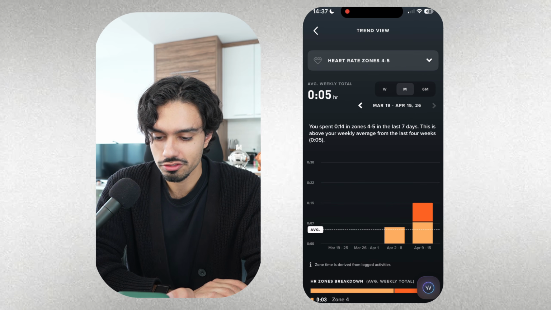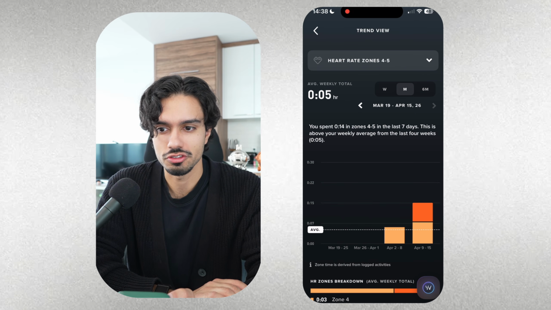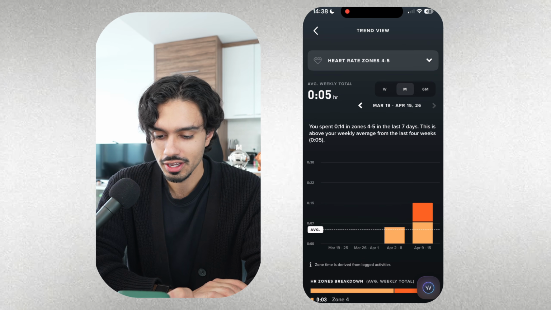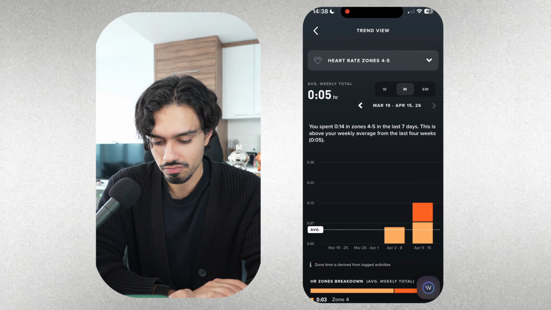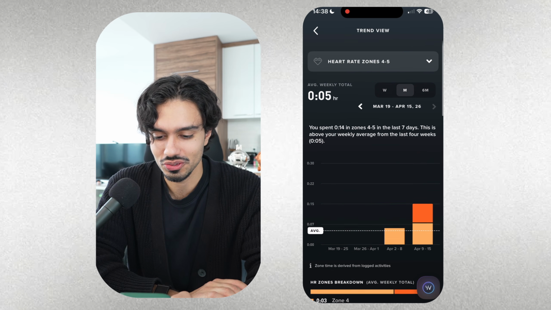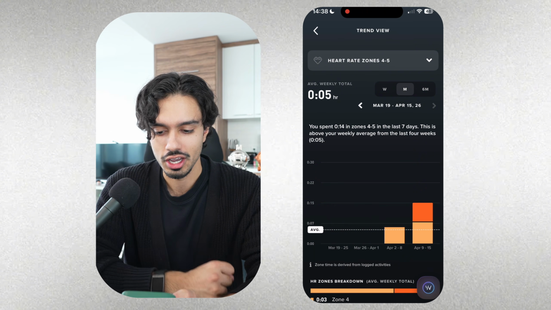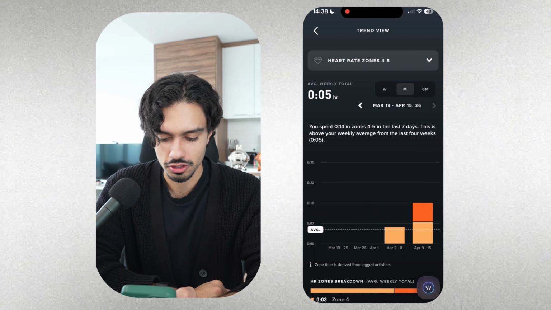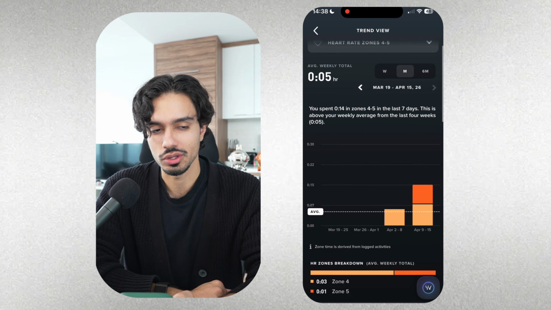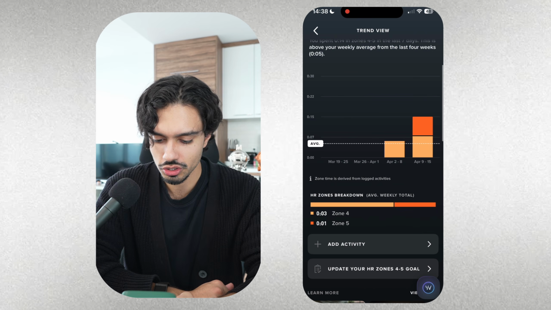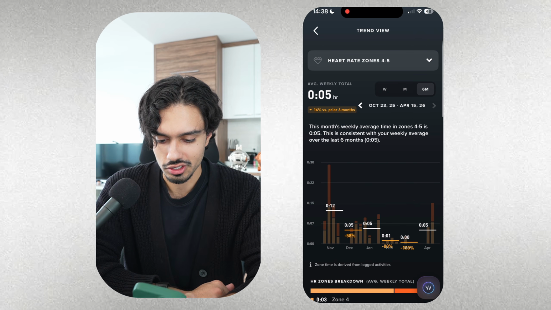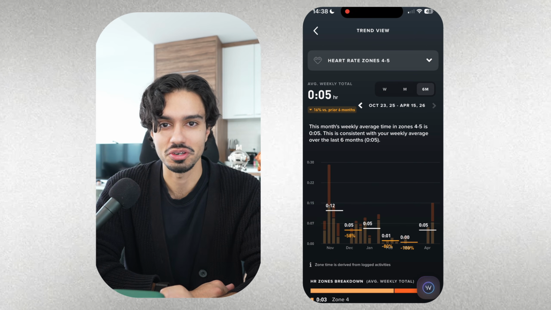Then you have heart rate zones 4 to 5. So this is when you're really pushing yourself. So this is when I'm like sprinting or I'm playing some sort of sport and being really athletic. This is very hard for me to get into. I don't really play a lot of sports or push myself there, but it's become a goal of mine. And I'll show you how to do goal setting in a second. But I want to get at least 30 minutes to an hour, ideally, in zones 4 to 5 a week, which is not the easiest thing to do. But you can see that I've at least been trying, because before I was pretty much at 0.